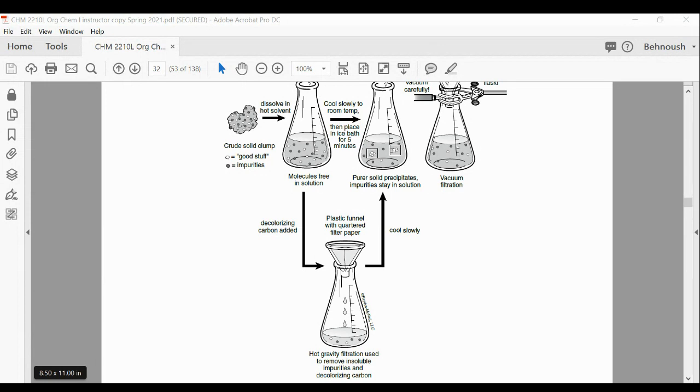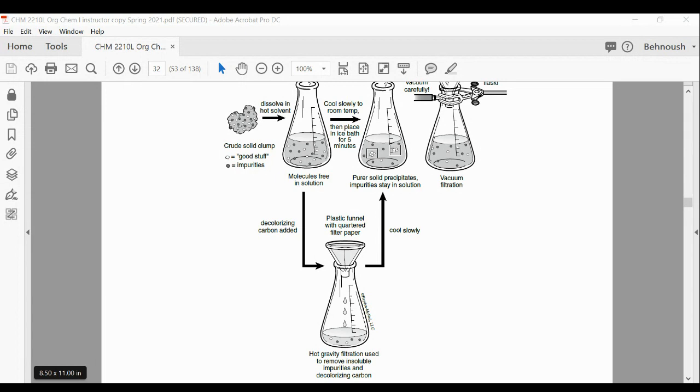If it's not saturated, it's not going to form crystals. First of all, it has to be concentrated, and it should be concentrated enough to be saturated. And then when it's saturated, you cool it down, it will form crystals. Add another solvent that the compound is insoluble in. Yes, you can do that too.